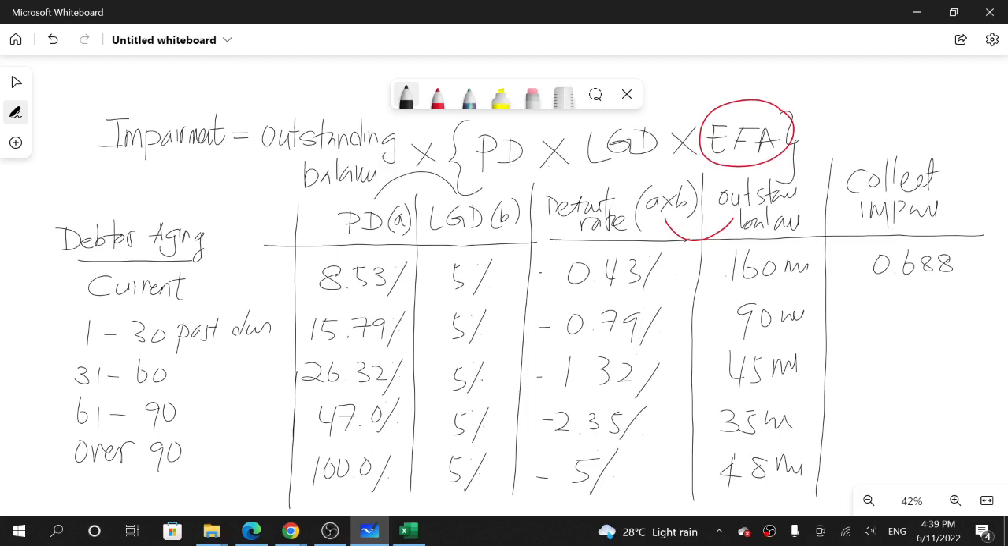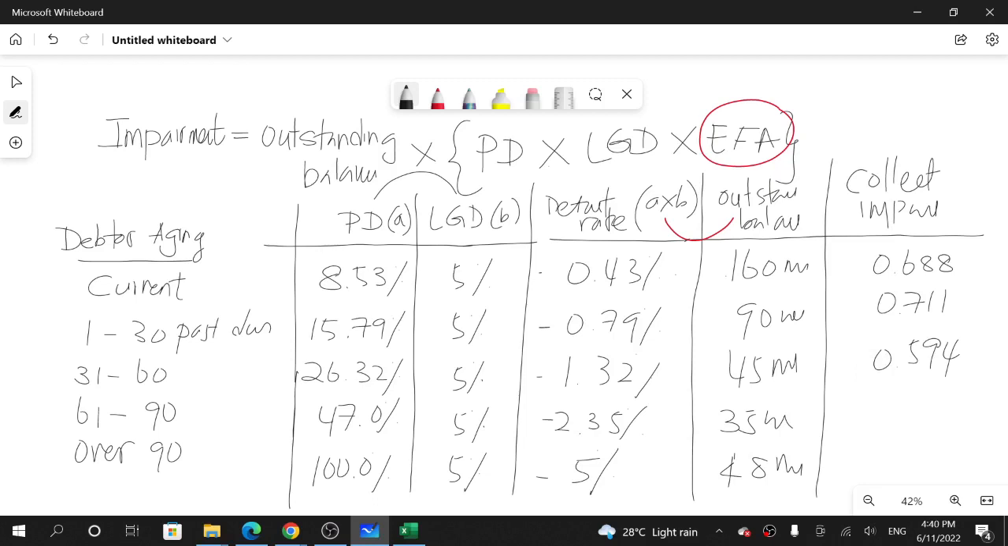Clear? So you have 0.688 million. Then the second one, 90 million multiplied by 0.71 becomes 0.711 million. Third one, 45 million multiplied by 0.594, that is 1.32 multiplied by 45 million.